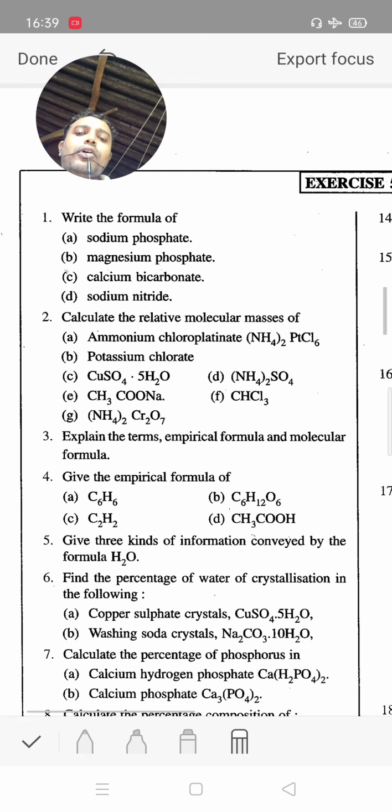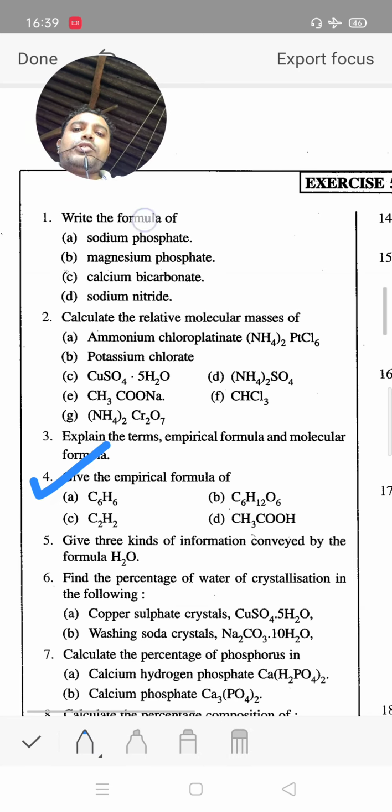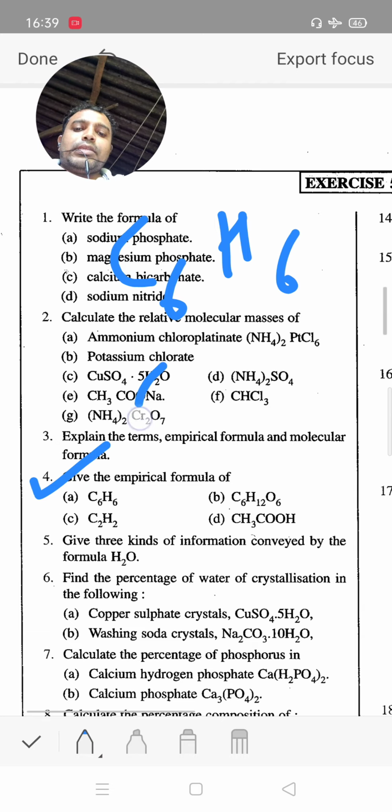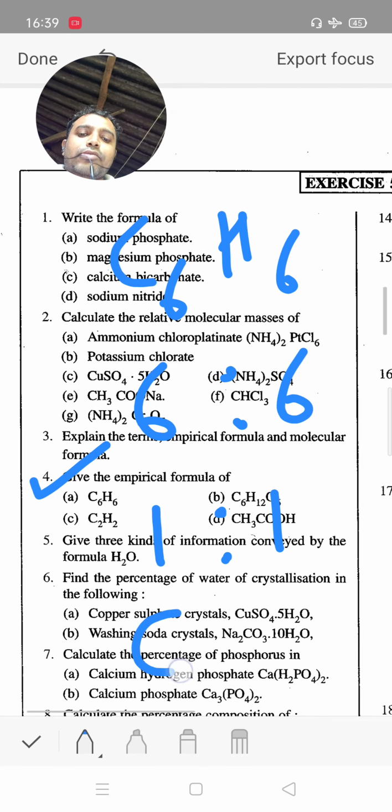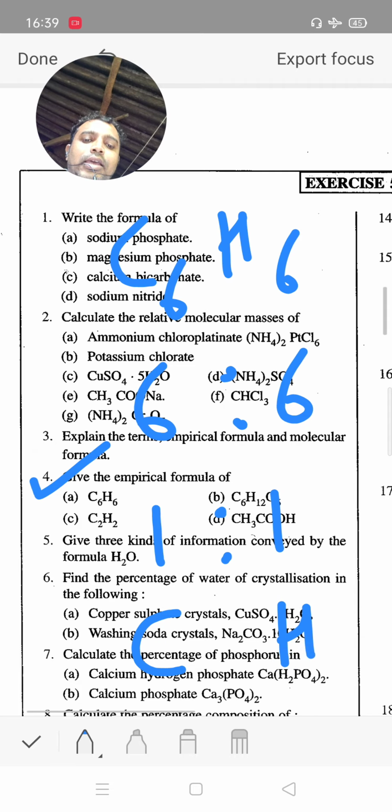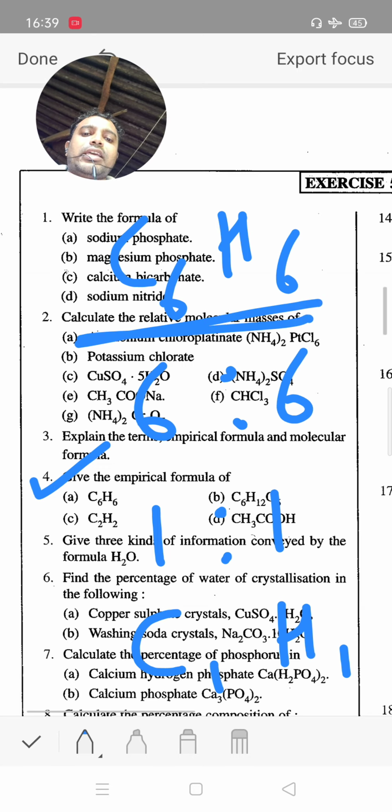Now next, from the molecular formula we calculate the empirical formula. Suppose the molecular formula is C6H6. Carbon 6 and hydrogen 6 are in the ratio 6 to 6. It is the molecular formula. Now we convert it into the empirical formula. The ratio is 1 to 1, so the number of carbon is 1 and hydrogen is 1. C1H1 is the empirical formula of C6H6.